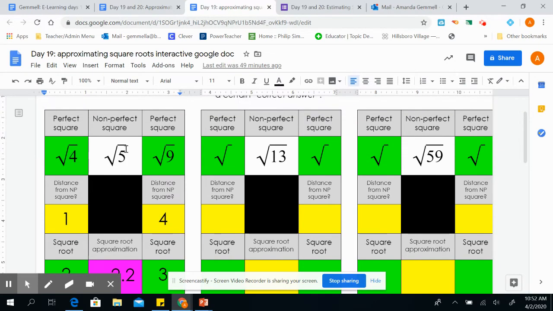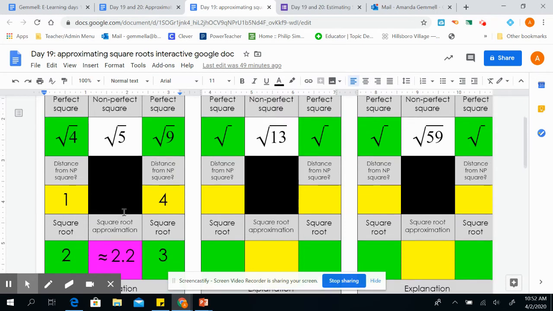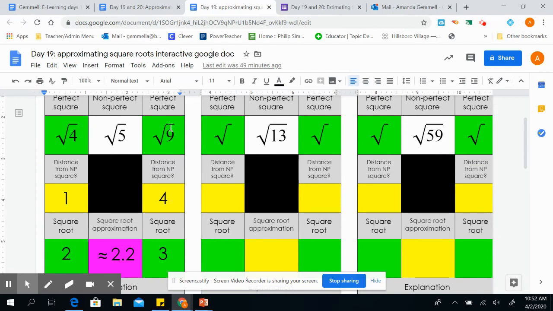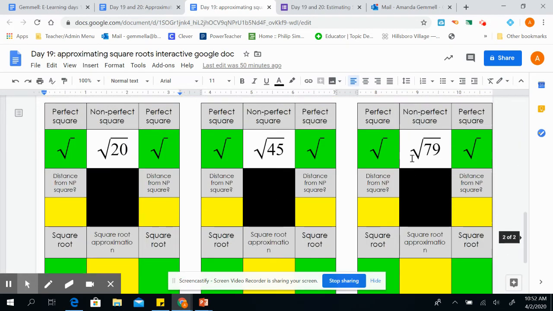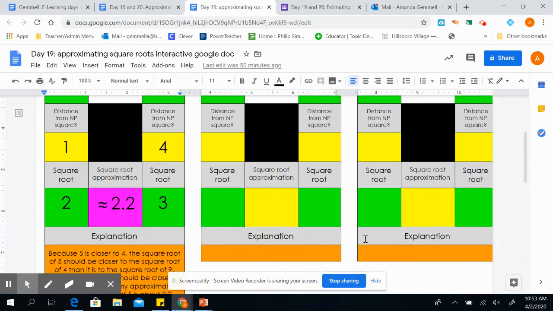So in the example, the non-perfect square that I have been given is square root of 5. Its perfect square neighbors are square root of 4 and square root of 9. Okay, the square root of 4 is 2, the square root of 9 is 3. Okay, 5 is 1 away from 4, and it's 4 away from 9. Therefore, the square root of 5 needs to be closer to the square root of 4 than it is to the square root of 9. So square root of 5 needs to be closer to 2 than it is to 3. So I said about 2.2. Okay, you'll follow that same process to fill in this table, and then these 3 tables on the second page.